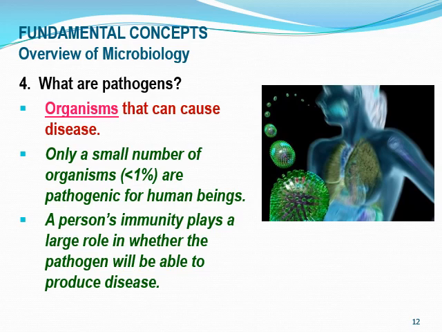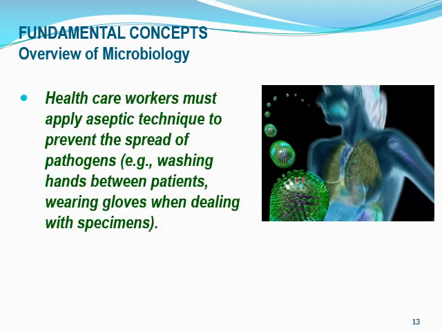So what are pathogens? We're talking about microbiology, so we're talking about these pathogens. We're talking about viruses and bacteria, fungi, and parasites, so organisms that can cause disease. Only a small number of organisms, less than 1%, are pathogenic for human beings. So a person's immunity plays a large role in whether that pathogen will be able to produce disease or not.